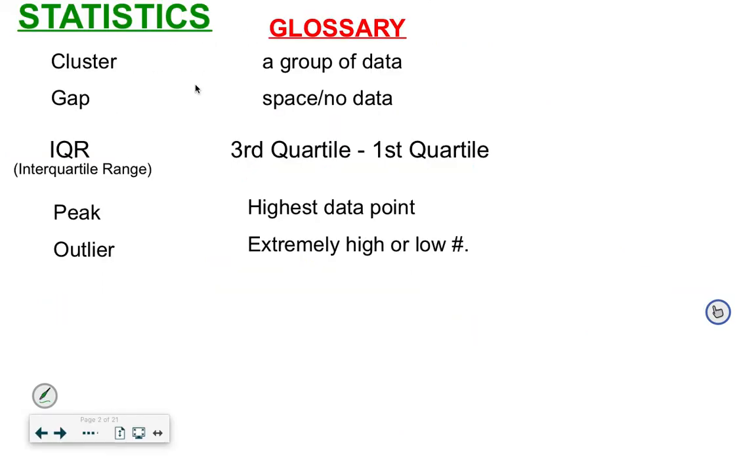All right, ladies and gentlemen, today we are going to learn statistics. To be able to learn the statistics, we are supposed to get familiar with some words. For example, cluster means a group of data. Gap means space or no data. IQR means interquartile range. You can figure it out by subtracting the first quartile from the third quartile. We are going to learn this in detail later. Peak is the highest data point, and outlier is extremely high or low numbers.